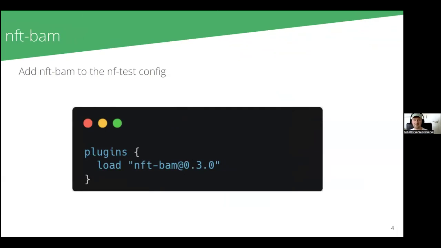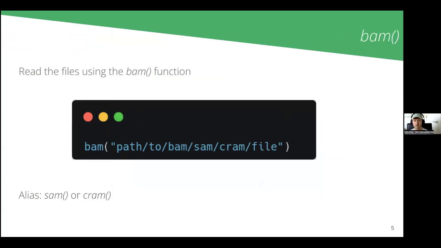So as a first step, you would need to add the plugin to your nftest config like this. So plugins, load nft-bam at 0.3.0, which is the latest version now. You do have to specify the version which you want to use because nftest can't automatically get the latest version. Then you need to use the bam function to read the file that's being outputted by the process. So that will be like process.out.bam and a specific section of the channel structure you have. You can also use the sam or the cram function, which are just aliases for the bam function. They do exactly the same thing. You can also supply CRAM files or SAM files to the bam function. It doesn't really matter. It's just for those people who want to specify it even better.